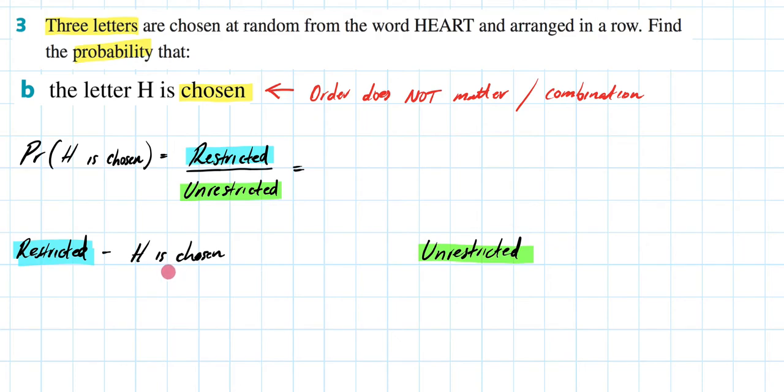Well, as I said, this is a combination question. If H is chosen, I have one H, so my n is 1, and I'm putting it into one position. Then I multiply that by, now that one of my letters is gone, I have 4 letters left, so my n is now 4, and I have 2 positions that I'm trying to fill. That will give me the answer that I'm after.